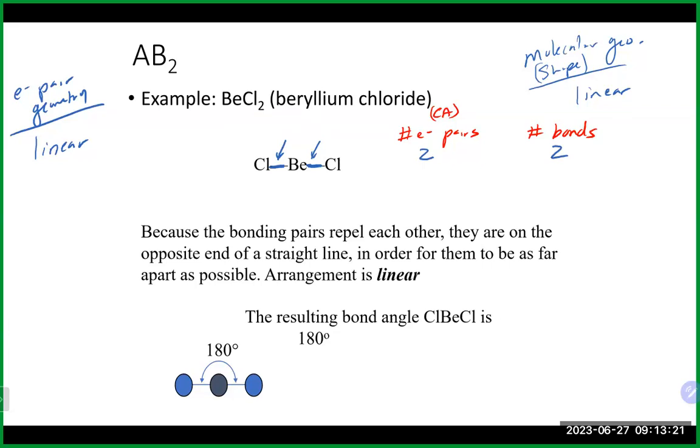The deal here is you have 2 electron pairs. They get as far away from each other as possible. And that's a straight line, right? They all end up on opposite sides of a straight line. And that gets you that overall shape of linear. Obviously, these are all bonds, so as those electrons move, the atoms move with them. That gives it that overall shape.